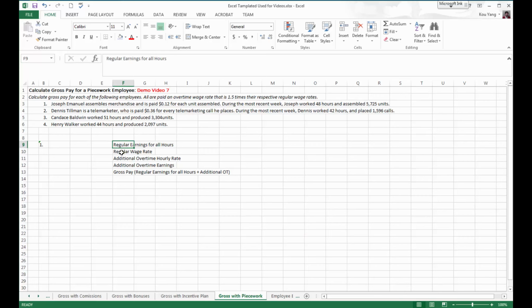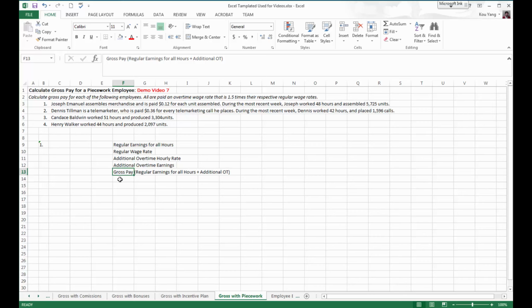I've already typed in what I need to calculate. Within each step, these are the 5 different steps. The first step is we're going to calculate regular earnings for all the hours. Second step, we're going to calculate the regular wage or hourly rate. Third step, we're going to calculate any additional overtime hourly rate. For the fourth step, we're going to calculate the additional overtime earnings. And then for the fifth step, finally, the total earnings or the gross pay.